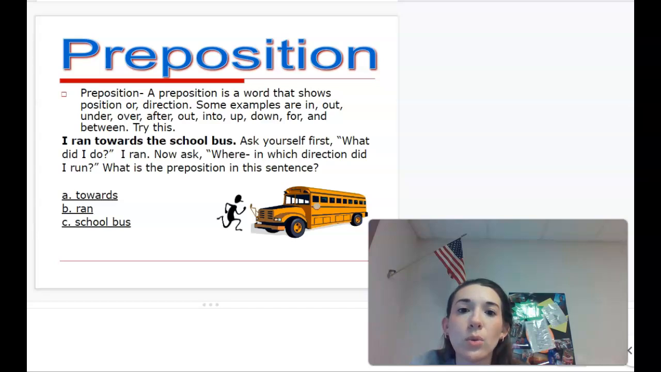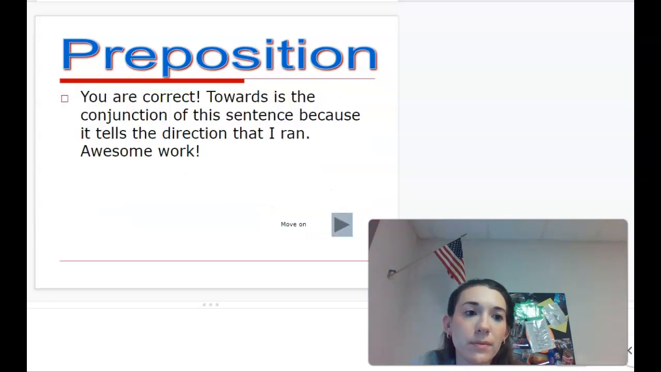I ran towards the school bus, so we want to ask ourselves, what did I do? And then where, in which direction did I run? So is the preposition in this sentence, I ran towards the school bus, A, towards, B, ran, or C, school bus? The correct answer is towards. That would be our preposition in that sentence.